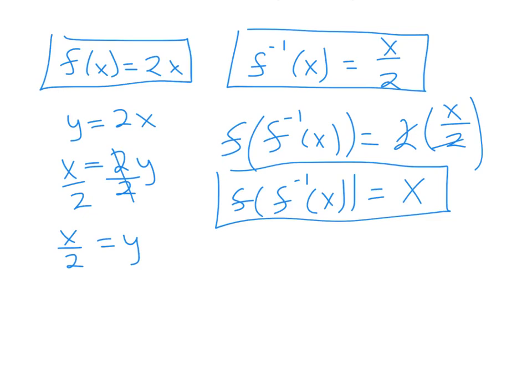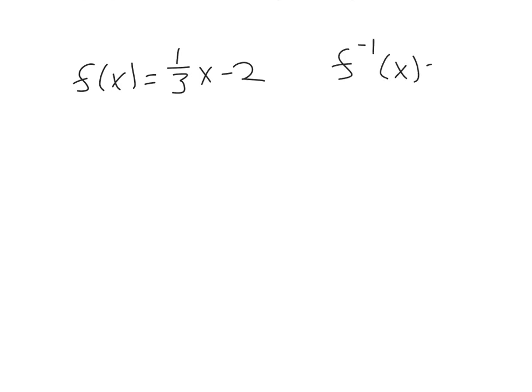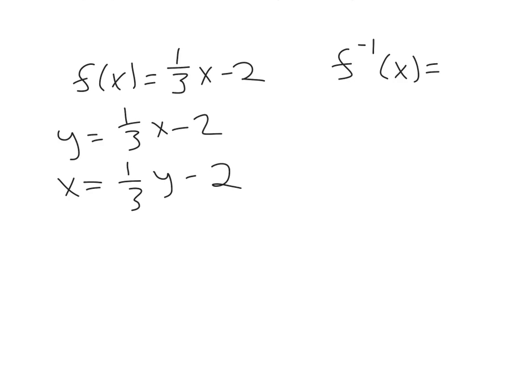Alrighty, now let's take a look at another example. Let's try this one. Let's do f of x is equal to 1 over 3 x minus 2, and I want to figure out the inverse, okay? Now, what I'm going to do is plug in my y, and then switch them, right? So I have x is equal to 1 over 3 y minus 2. And so solve for y.